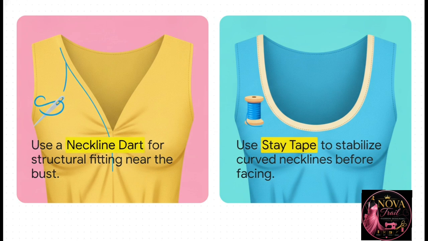But honestly, your first line of defense should always be preventative. Use a stay stitch or stay tape. Applying a non-stretch tape or stitch right at the seam line stabilizes the edge before you even attach a facing. It stops gaping before it can even start.